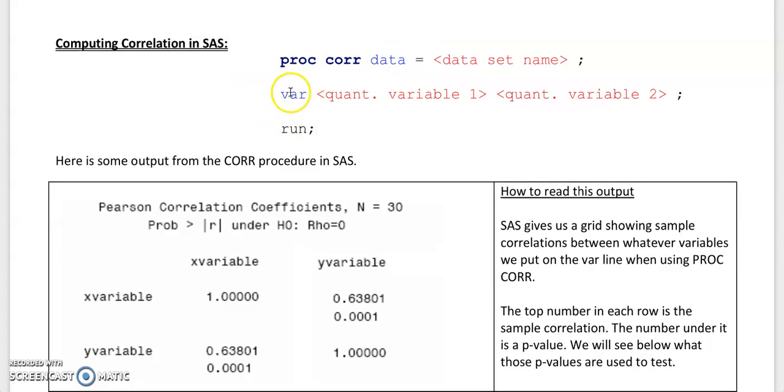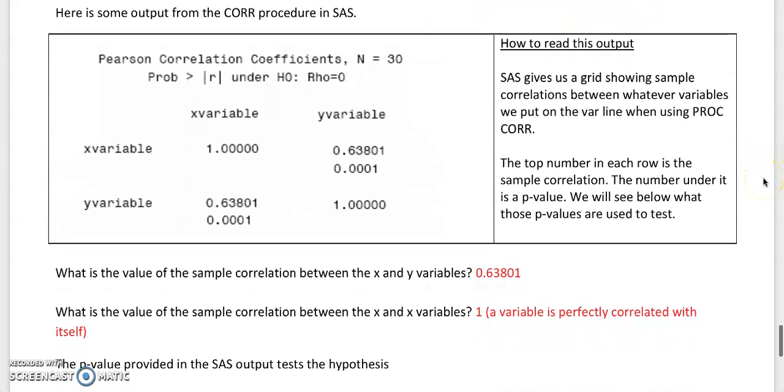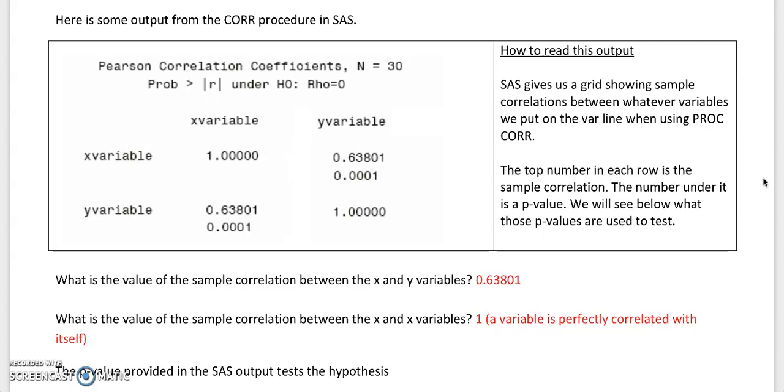We'll put data equals the name of our data set. We'll have a line that starts with var. In the past, we've put quantitative variables on lines with that name. We will put both of our quantitative variables on this line, and then we'll use run at the end. I'll show you an example of this for the Challenger dataset in just a bit. But first, let's take a look at what the output looks like and how we can answer questions related to it using SAS.